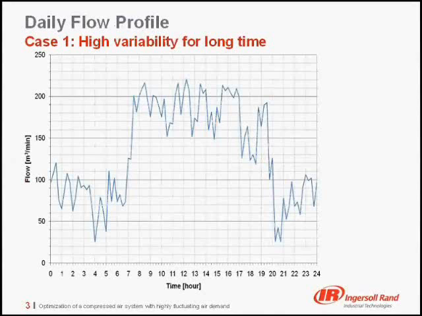The first case considered is this one, where the customer has very high flow fluctuations between night shifts and day shifts, between approximately 30 cubic meters per minute and 220 cubic meters per minute.